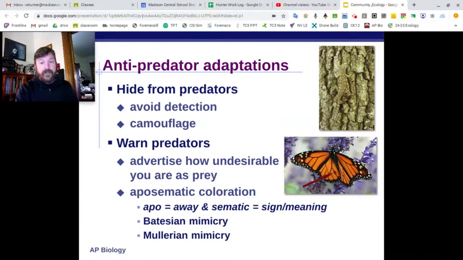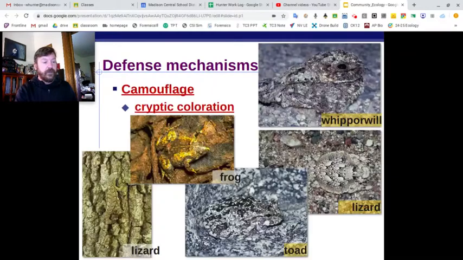So the coloration, that orange color, is an advertisement. Stay away. I'm not tasting good. You don't want me. And this is what we call aposematic coloration. Apo means away. Somatic means sign. There are two different things that come out of this, and that's Batesian mimicry and Mullerian mimicry, and I'll show you examples of those here.